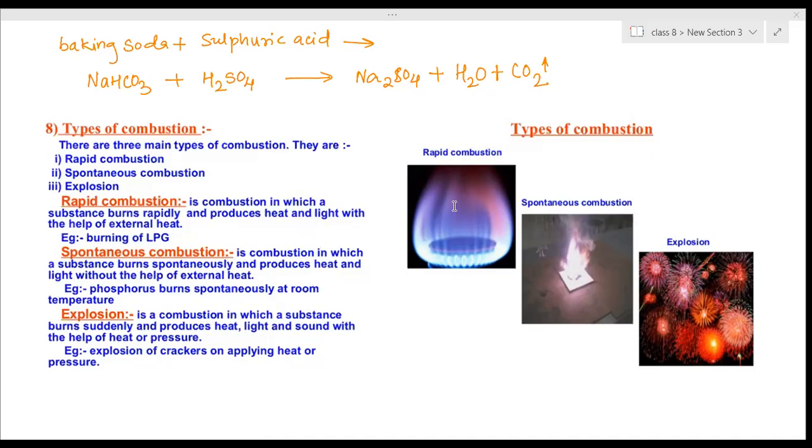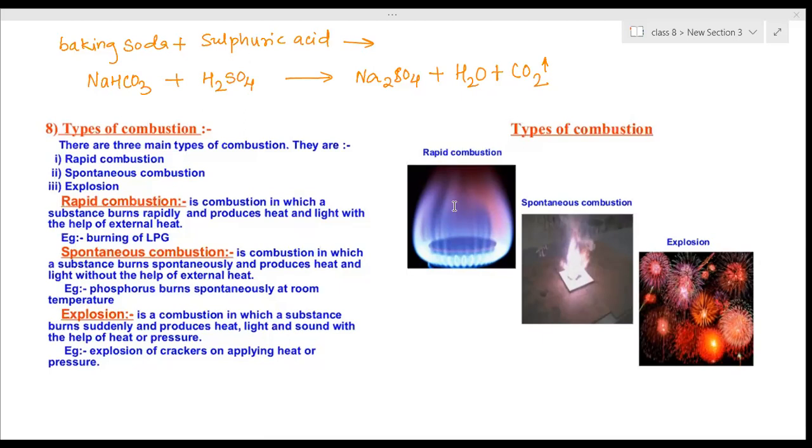Now explosions. Explosions, for example a firecracker. When the substance burns, a large amount of heat is produced, and sometimes it will start glowing also. That means light and heat are also produced.